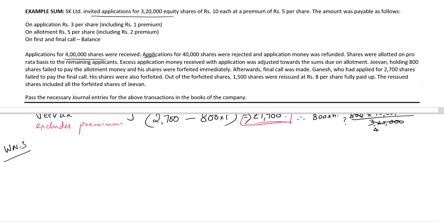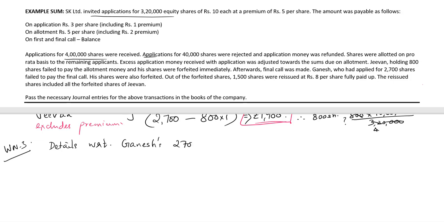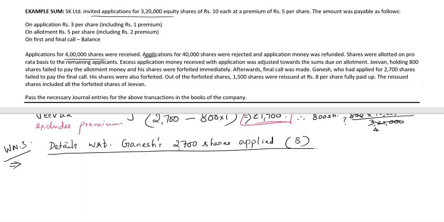Working note 3, details with respect to Ganesh, who had applied for 2,700 shares. Ganesh also belongs to the B category. First, let's find out the number of shares allotted to Ganesh.